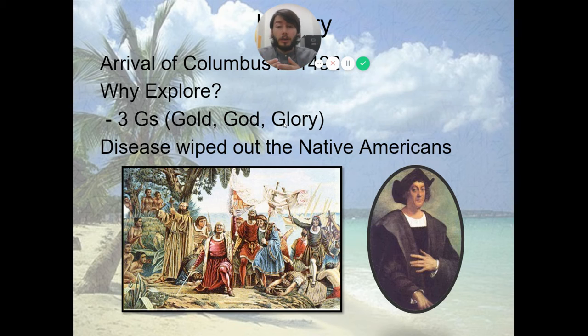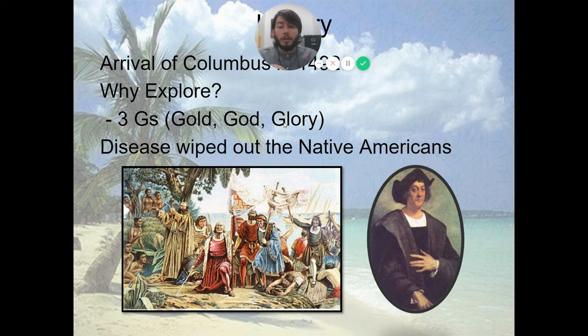When he got there, the indigenous people on the island came to greet him, and he immediately arrested and captured people to send back to Spain to show as proof that he discovered this new world. And he took their belongings and he took some of them as slaves.